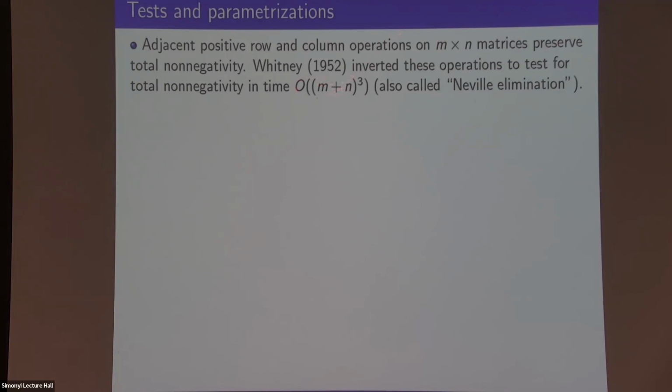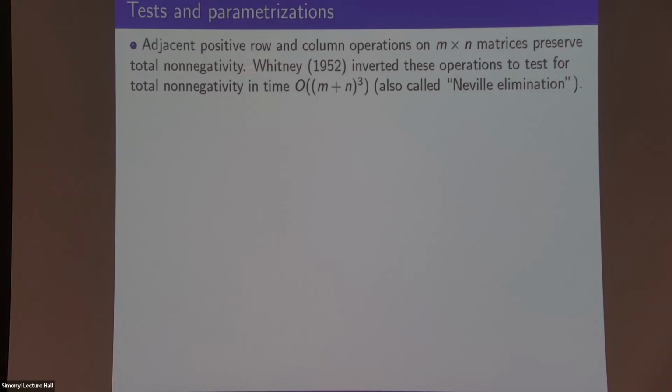A matrix has exponentially many minors to check. And to test for something, we don't want to do something in exponential time. Whitney actually found that there's a nice algorithm that runs in cubic time for testing for total non-negativity and total positivity.